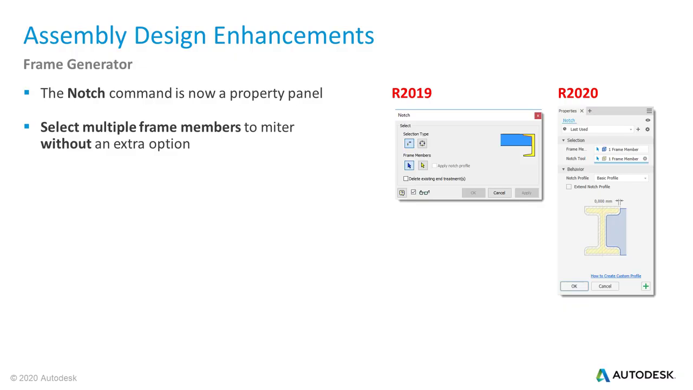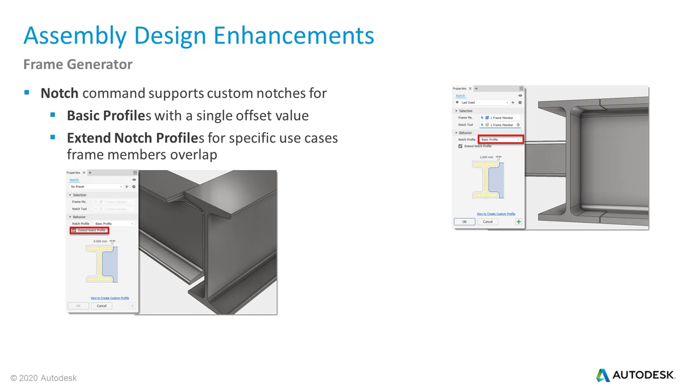The Notch command also appears as a property panel now. In the panel, the multi-selection of frame members is automatically done if you are in the frame member or notch tool selection. So there is no separate option to select multiple members at the same time anymore. Following is an overview of what functionality the Notch command offers.